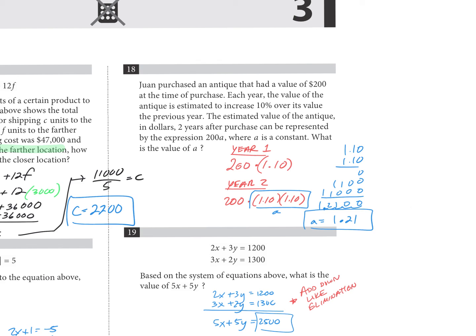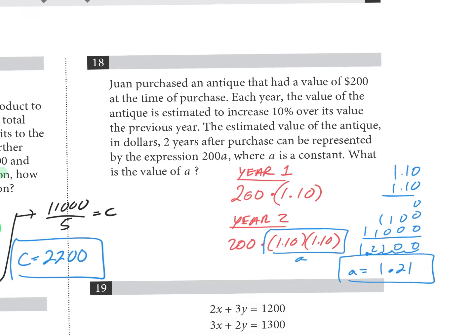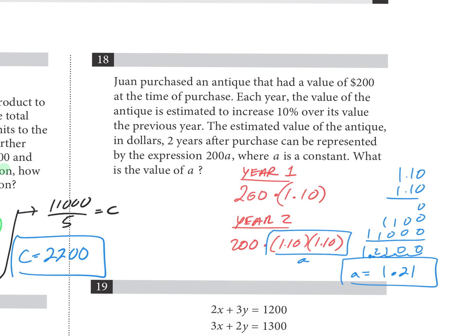All right, number 18 is kind of a tricky one. It says Juan purchased an antique that had a value of $200 at the time of purchase. Each year, the value of the antique is estimated to increase 10% over its value the previous year. The estimated value of the antique in dollars 2 years after the purchase can be represented by the expression 200 times A, where A is a constant. What is the value of A?